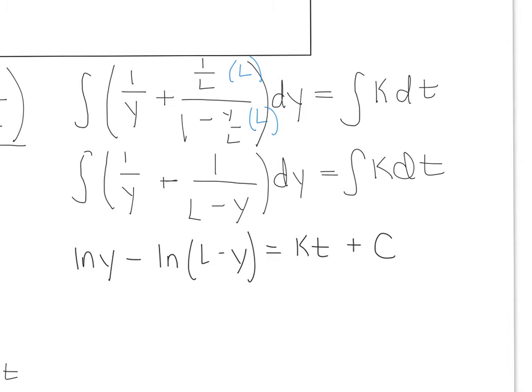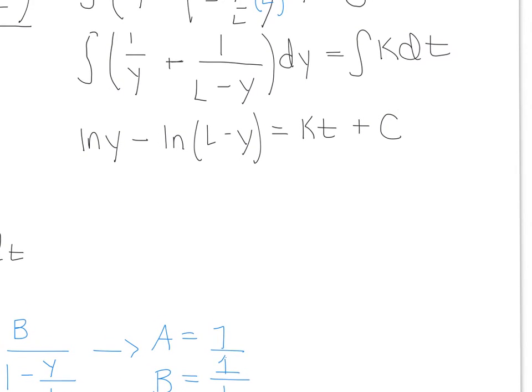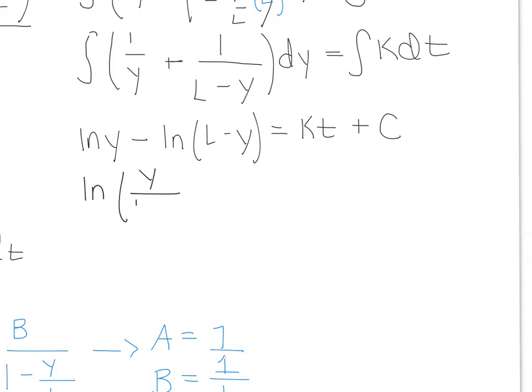Now here's the thing. Solving for y in this case is a bit of a pain in the neck, I'll be honest with you. Basically you have to use some log properties to bring these together and say that this is the natural log of y over L minus y. Then we have to exponentiate both sides, so do e to the left equals e to the right. I'm just going to do that like this because I'm running out of room.